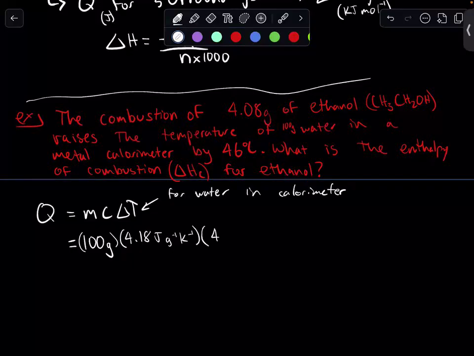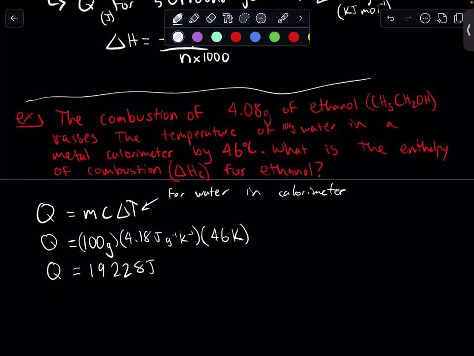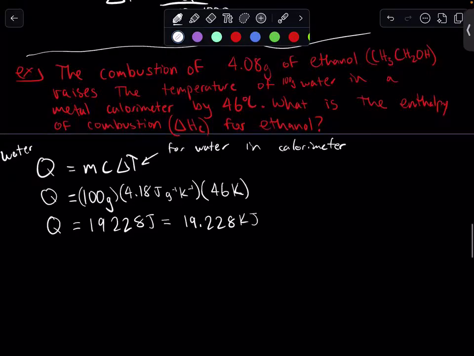And our change in temperature is going to be 46 Kelvin. Once again, we do not need to do any conversions between Celsius and Kelvin as it's the same value. Once we plug this into our calculator, we'll get 19,228 joules. I know that I'm going to be converting to enthalpy, so I'm just going to convert that ahead of time to 19.228 kilojoules. Save myself a little time later. This is all for the water. This is the heat gained by water, or the heat energy gained by water, a positive value.